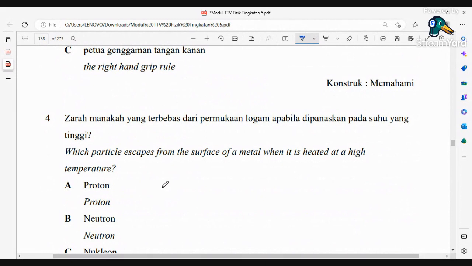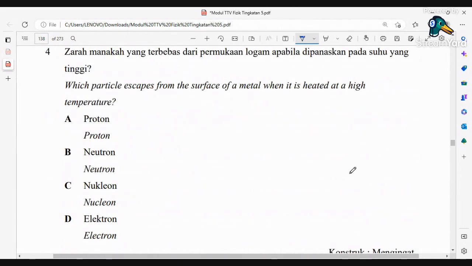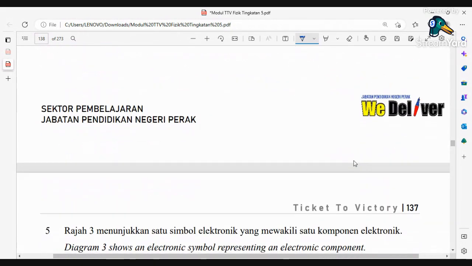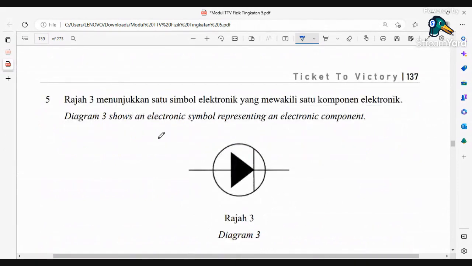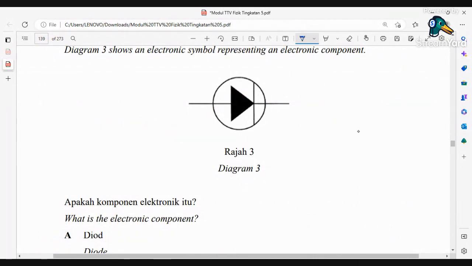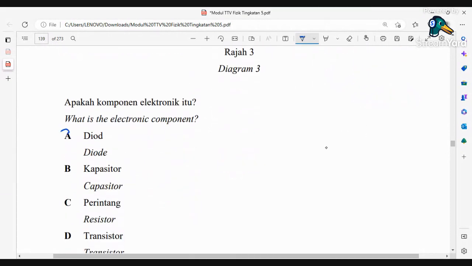Okay, number 4, which particle escapes from the surface of metal when heated at high temperature? Electrons. Okay, thermionic emission. Number 5, this one, the electronic symbol representing an electronic component. So you need to memorize the symbols. The big arrowhead here represents P and this one represents N, meaning this is a PN junction. A PN junction is also known as a diode. So this is the symbol for a diode. P means P type, N means N type. So a PN junction is a diode.